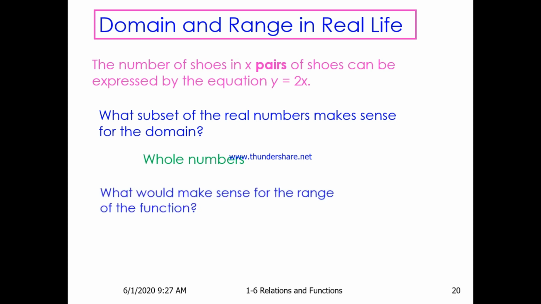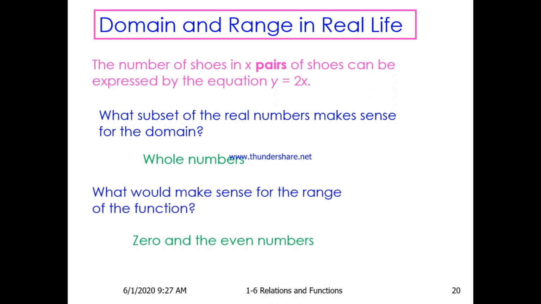Whereas what would make sense for the range of the function? In this case, 0 and even numbers. Kung wala, so wala. Kung naay usa ka pair, so pila ka shoes. Kung naay duha ka pair, pila ka shoes. So if there is only one pair, there are two shoes.